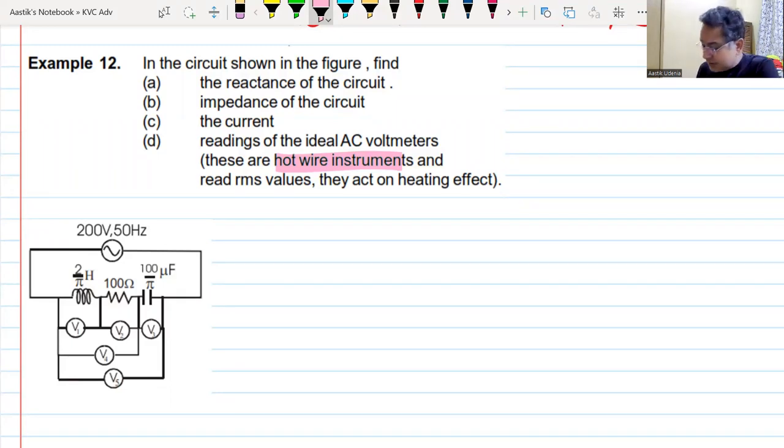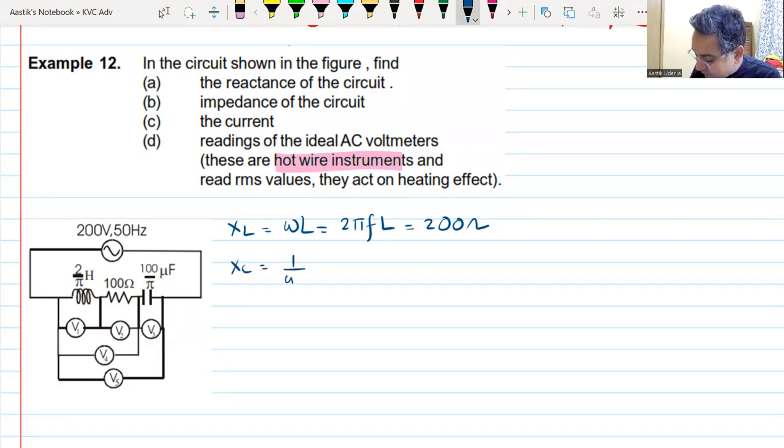So let us move ahead and solve this question. How are we supposed to solve this question? We will find the value of XL. XL is omega L, that is 2 pi into frequency into L. Everything is given. Once you put the value of 2 pi F and L, I think you are going to get 200 ohms. To get the value of XC, what do you do? You divide 1 by omega C. That will be equal to 1 by 2 pi F into C. I think once you calculate this, you will get somewhere around 100 ohms.